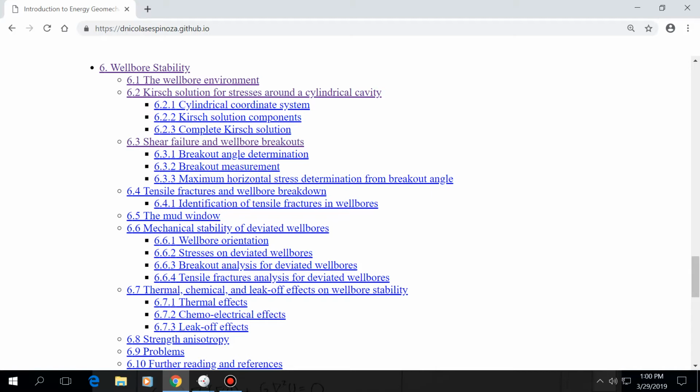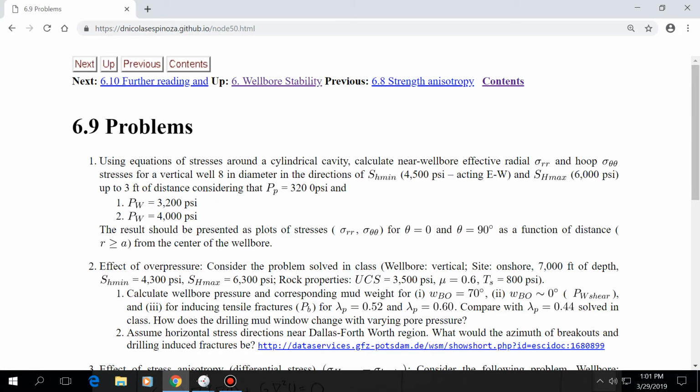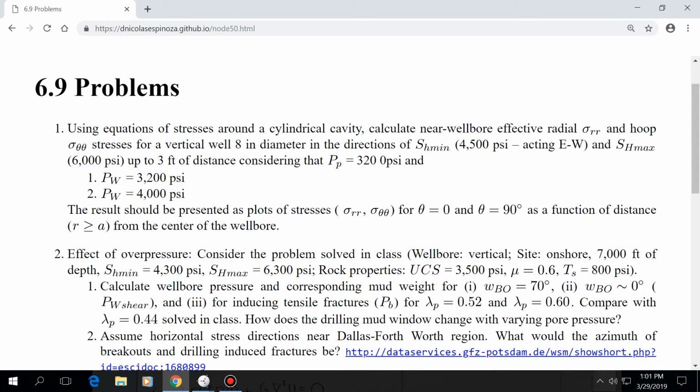Okay, so what we're going to do today is work on the homework about wellbore stability. I don't know how you're doing with the homework, which is due today, but we'll try to save a few minutes for that towards the end. Okay? So the first problem in homework number 7, if I remember correctly, is to find out what the stresses are around a wellbore. Not only at the wall of the wellbore, but also a little bit further away.